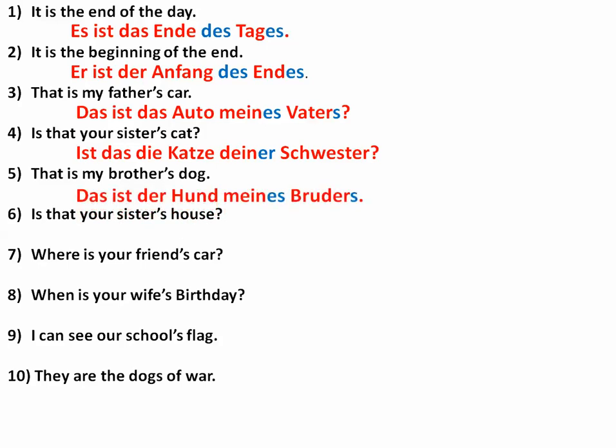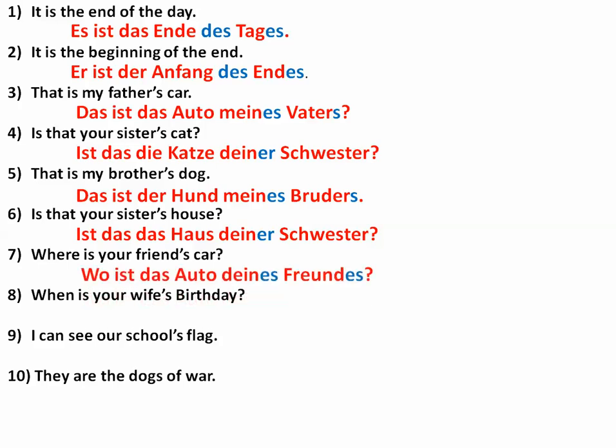Is that your sister's house? Ist das Haus deiner Schwester? Where's your friend's car? Wo ist das Auto deines Freundes? Freund, der Freund, masculine, it's one syllable long, so we add an es. Remember, you can't put umlauts over the eu diphthong. You can only do it over o's, u's, and a's, and the au combination sometimes as well.